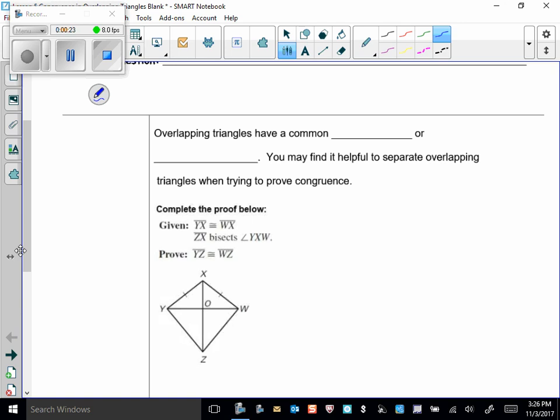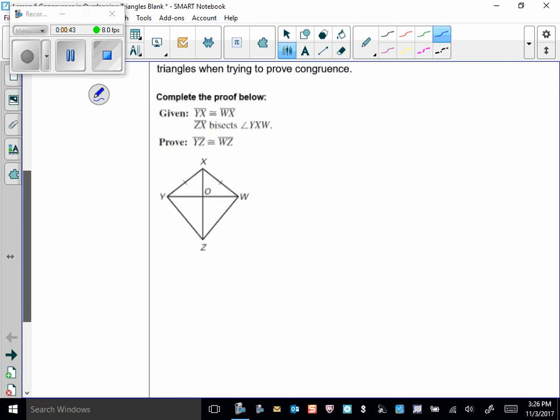Overlapping triangles have a common angle or a common side, or perhaps they could have both. I'm not sure. You may find it helpful to separate overlapping triangles, and I'll show you one in a proof in a minute where that might be the case. So let's just hop right in here and start with a proof.